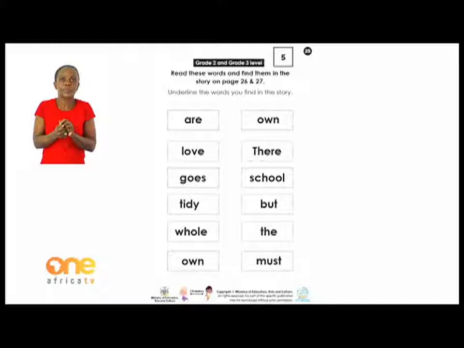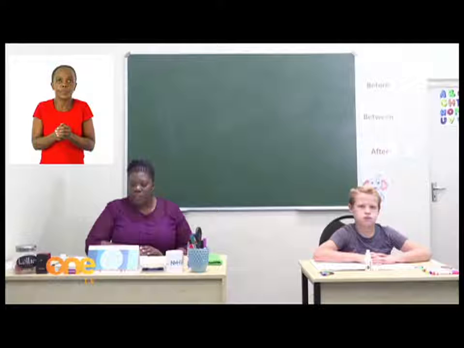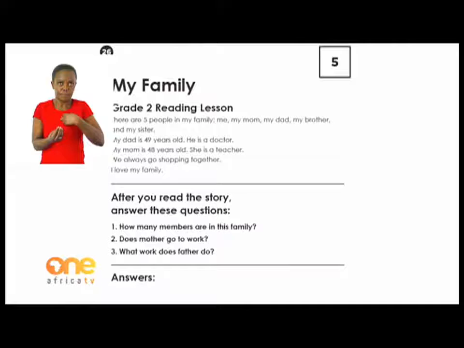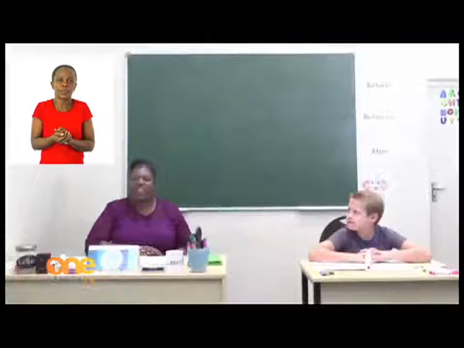For grade 2s, I will read their story. There are five people in my family: me, my mom, my dad, my brother, and my sister. My dad is 49 years old. He is a doctor. My mom is 48 years old. She is a teacher. We always go shopping together. I love my family. After you've read this, read it again until you understand, two or three times, and then answer the questions.